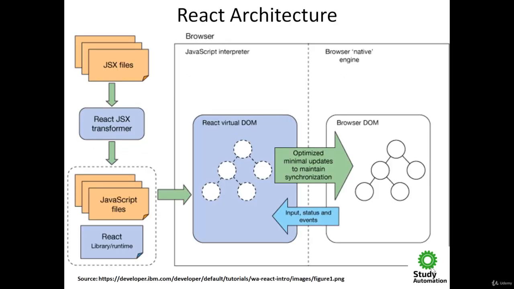So here we can see the architecture. We can write code in a JSX file or JS file. That JSX file will be transformed into a JavaScript file, and then the JavaScript file will be embedded into the browser. In the browser we have the JavaScript interpreter and then the browser native engine. Here we have the React virtual DOM, and this is the browser DOM.